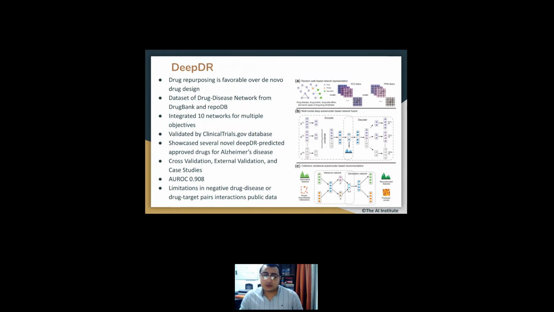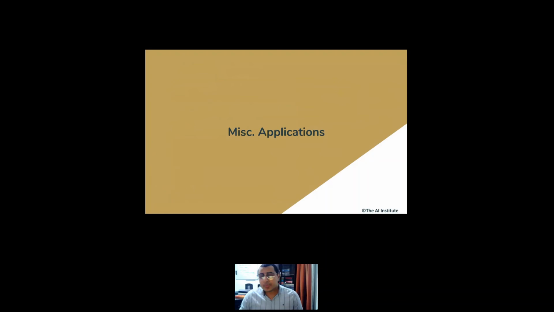This model was trained and validated with the clinicaltrials.gov database, and it has actually proposed a few valid candidates for Alzheimer's, dementia, and a few other diseases, available in the paper if you are interested in reading further. Because the time frame is limited and I would like to cover as many topics as possible, I have here miscellaneous applications that are interesting but did not fit into the 3 categories.